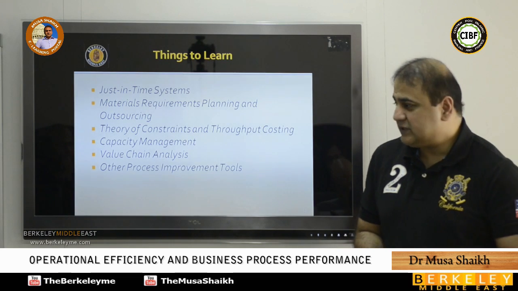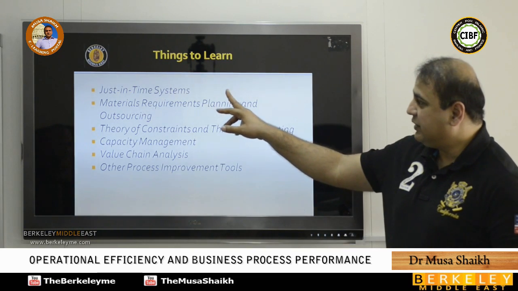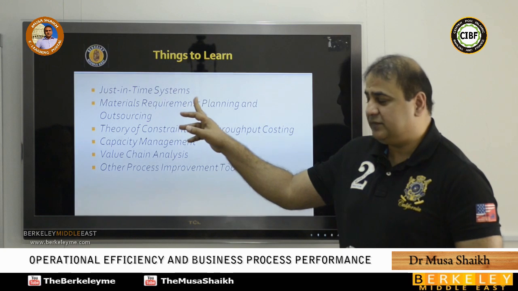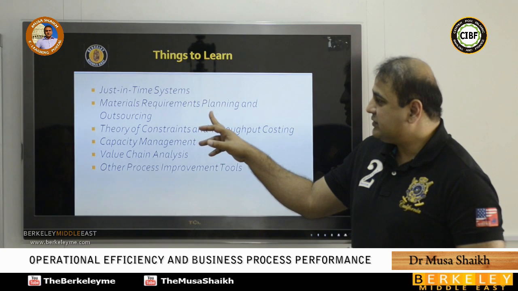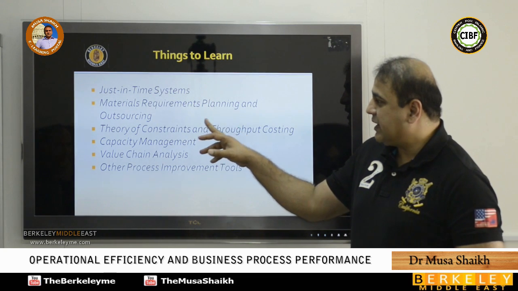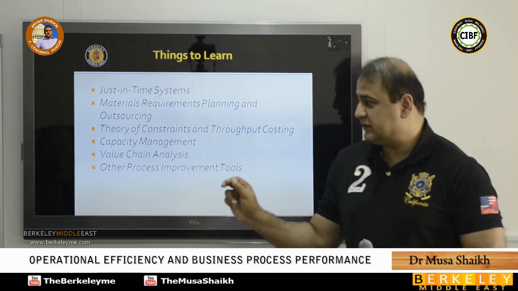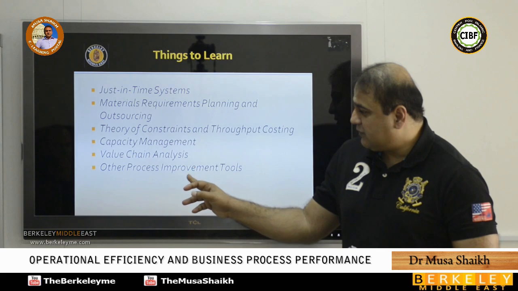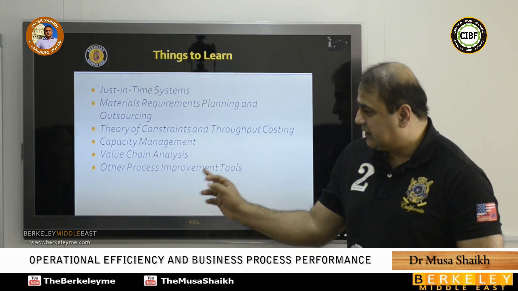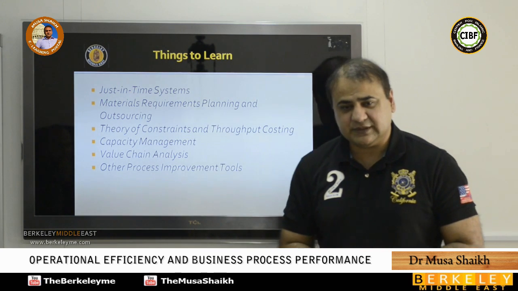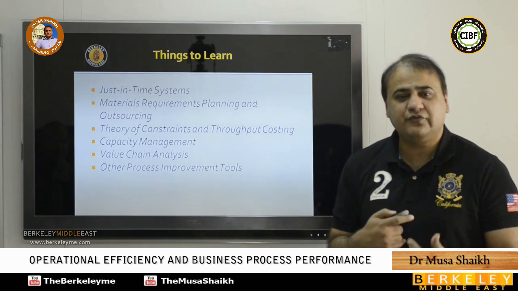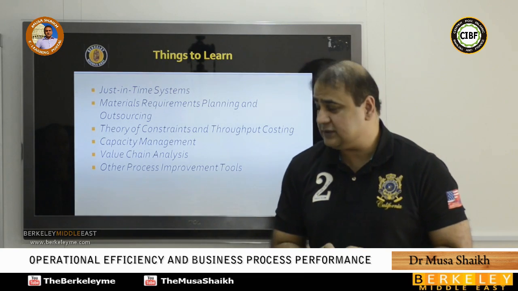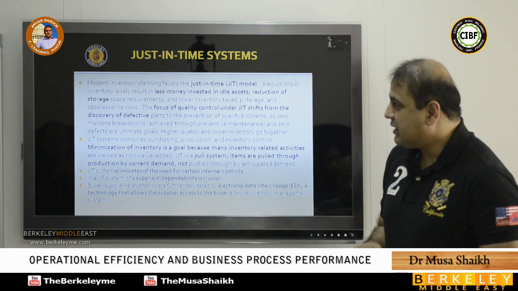That's why we'll study today what are the inventory management system, just in time, what is the connection of material requirement planning and outsourcing, theory of constraint and throughput costing, capacity management, value chain analysis, and in the last we'll see what are the other processes available for improving the management structures and styles. I will start my discussion.